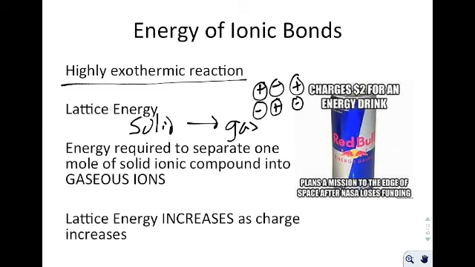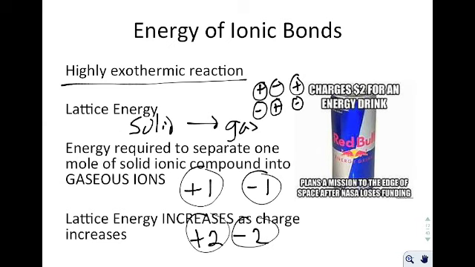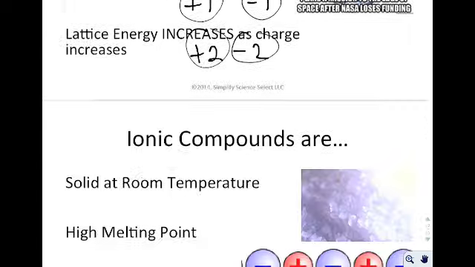Now, one thing that you'll see is that the lattice energy actually increases as the charge increases, and that should make a lot of sense. If I have two ions, +1 and -1, they're going to have some sort of attraction between them. But if I were to take the two identical things and just replace them with +2 and -2, the attraction between them is going to be much greater because the charge between them is greater. So the greater the charge, the greater the energy required to remove them from each other.